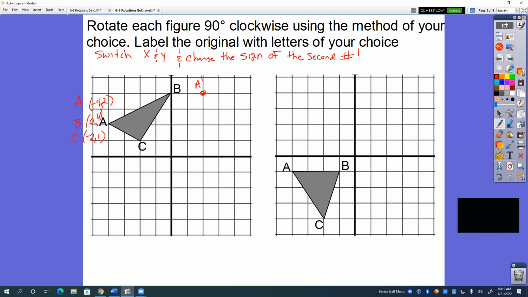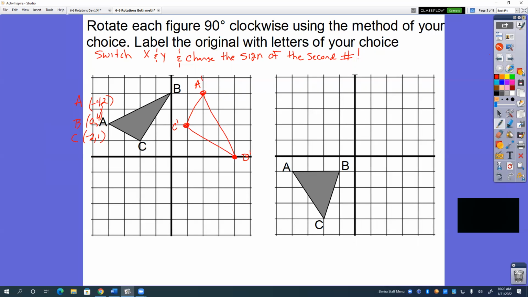4, 0 would be... can't change the sign of 0, so that stays the same. And then C prime would be 1, +2. Okay, so there's your rotation of 90 degrees clockwise based on the coordinates.